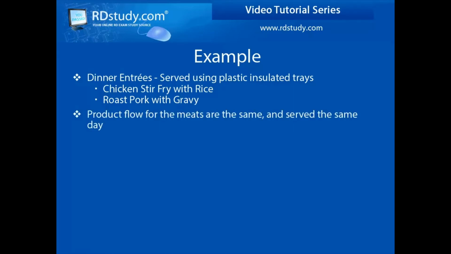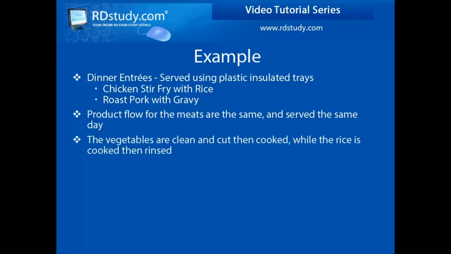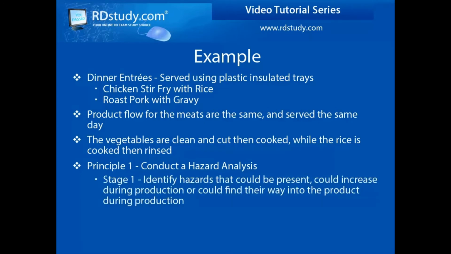Receiving, storage, preparation, and cooking of the meats are handled in the same fashion and are served on the same day. The vegetables and rice are received, stored, and cooked similarly, although their preparation is completed differently. The vegetables in the stir-fry are cleaned and then cut, whereas the rice is steamed after removing it from the bag. The meals are served once again in insulated covered plastic trays. In step 1, or principle 1, we would first identify the hazards that could be present, could increase, or could possibly find their way into the foods during processing.